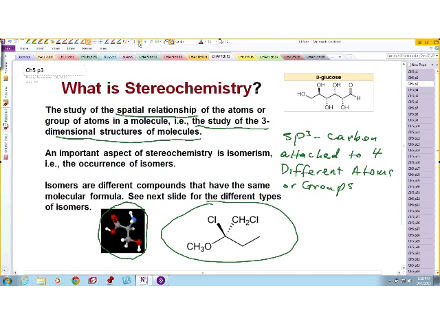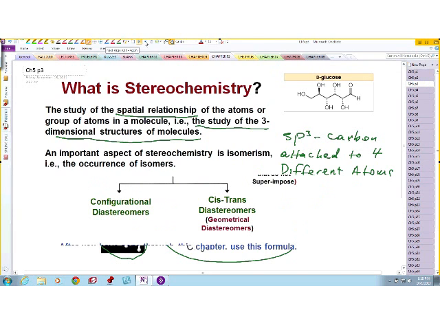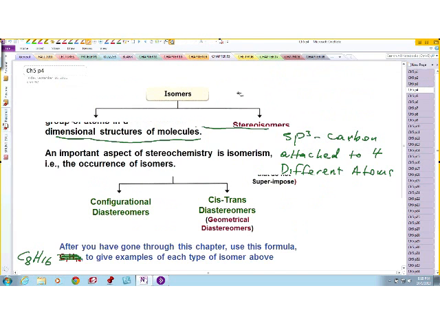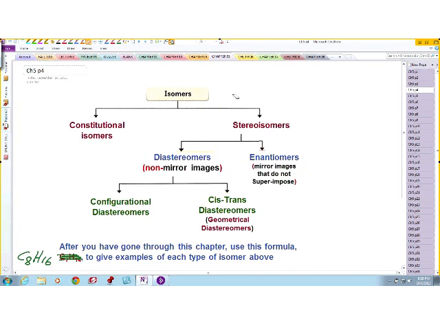Okay, so let us now look at the next slide. On this next slide, I've given you a schematic of the different types of isomers. You remember we started in chapters 3 and 4 with constitutional isomers. That is only one type of isomers.